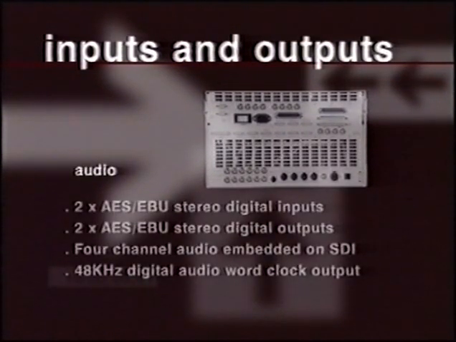If we look at the audio connections on the rear panel of Editbox, you can see that we have 2 AES EBU stereo digital audio inputs. There are also 2 AES EBU stereo digital audio outputs. There are 4-channel audio embedded on SDI video inputs and outputs. And finally, there's a 48 kHz digital audio word clock output on BNC connection.